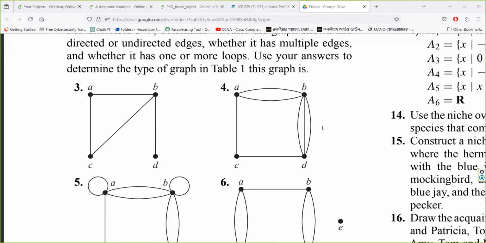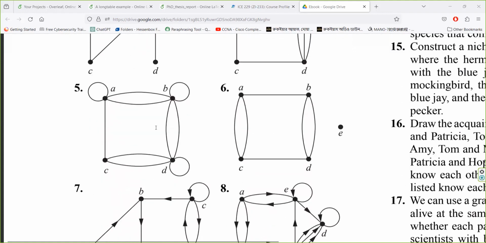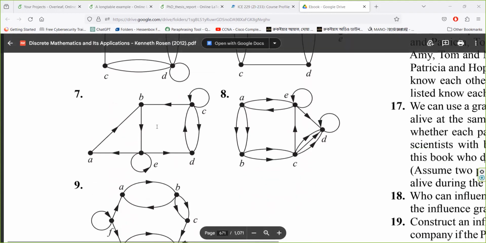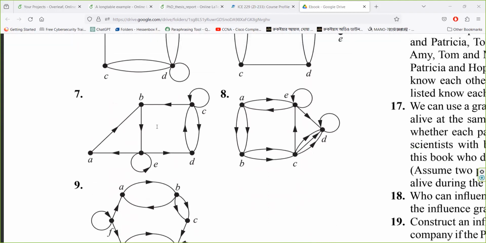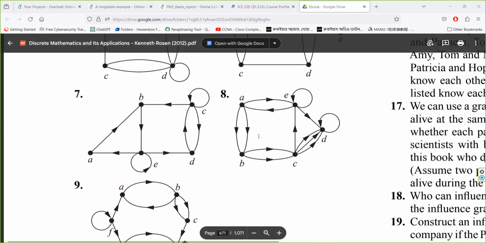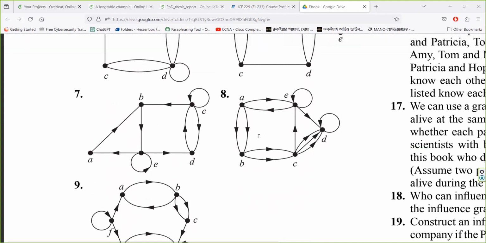Undirected multiple graph. Question number 5, pseudograph. Question number 6, undirected multiple. Question number 7, directed multiple. Question number 8, the directed pseudo and multiple.